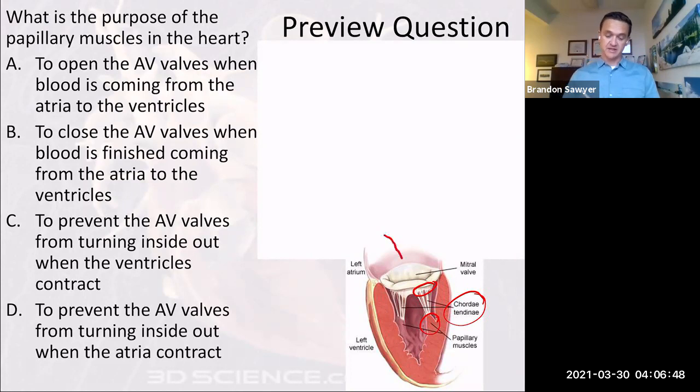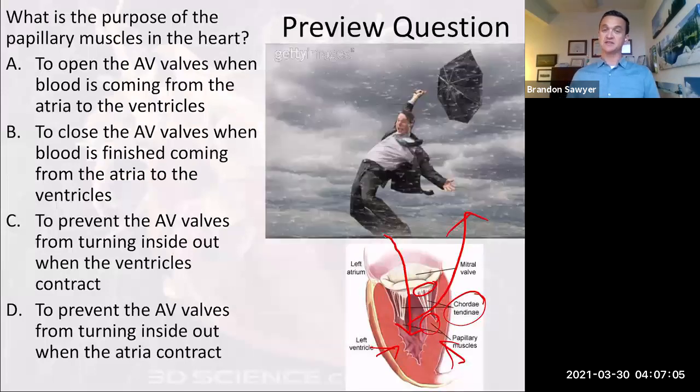So remember, blood is coming down from the atria into the ventricles, and that ventricle is going to contract, squeeze that blood out, and it's going to go back out a different way, okay? So think about that for a second and then come back. Okay, so what's the purpose of these things? I like to show this image to think about.